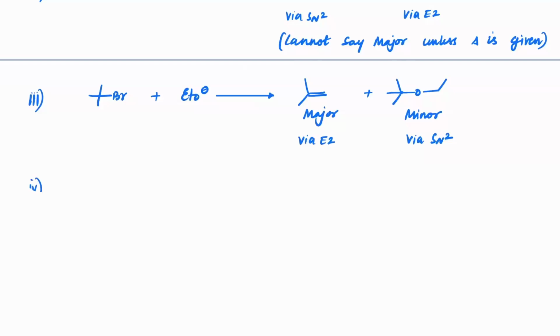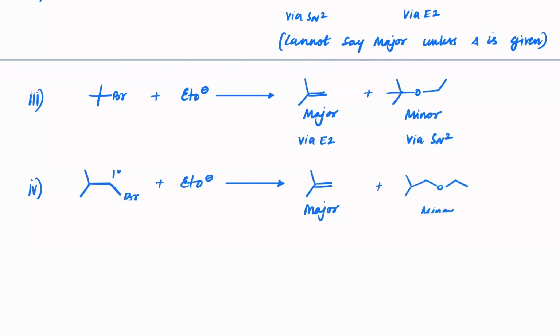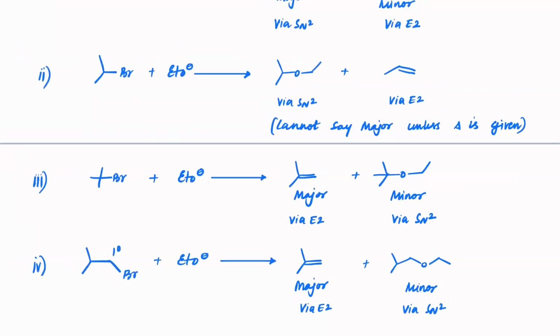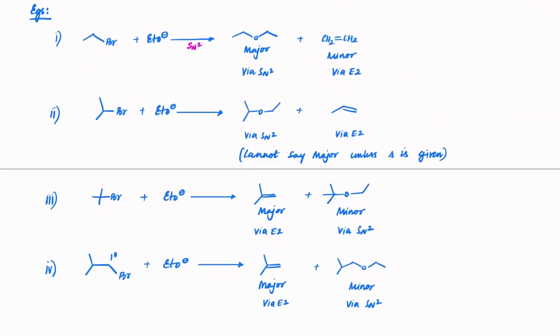Next, see the fourth case. In case you have a 1 degree bromide like this, and then you have EtO minus, even this crowding will make more of the alkene as major and the ether as minor. So this is via E2, this is via SN2. Even this level of crowding, if it is present on the beta position, you will not be able to see any substitution as major product. Got it? So please check the cases 1, 2, 3, 4 quickly.